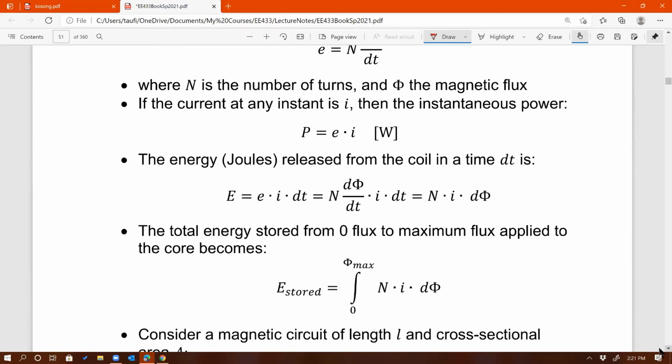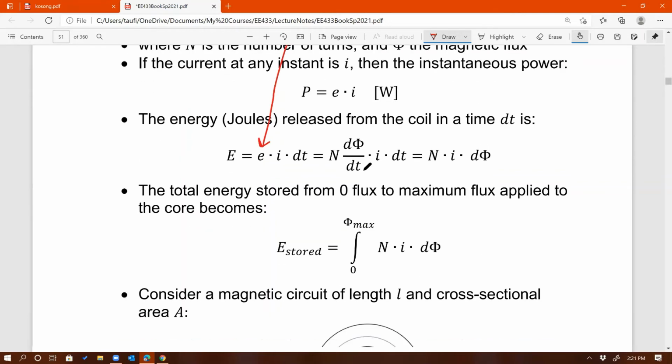The energy in joules released from the coil in a time dt is therefore equal to E is equal to P times dt, right? So E times I times the time, basically. And E times I, you know what E is from the first equation up there. So just plug it in here, you get N d flux over dt, I just leave it as I, and then dt. And then from there, you see that the dt cancels. So now I have energy released from the coil equals N times I times d flux, or d phi.